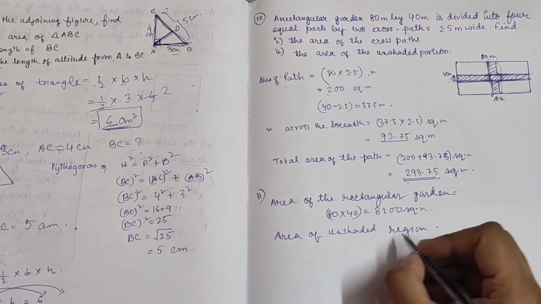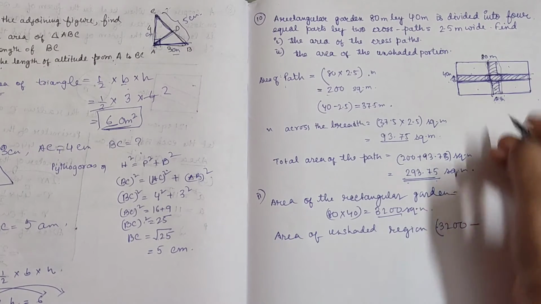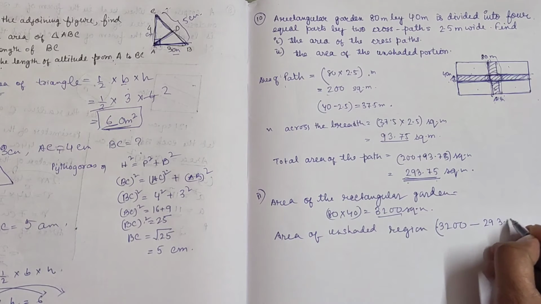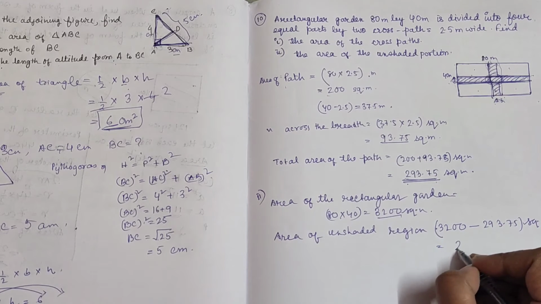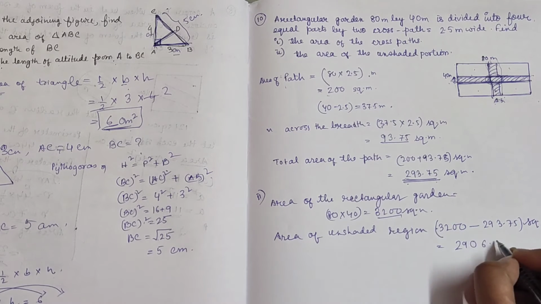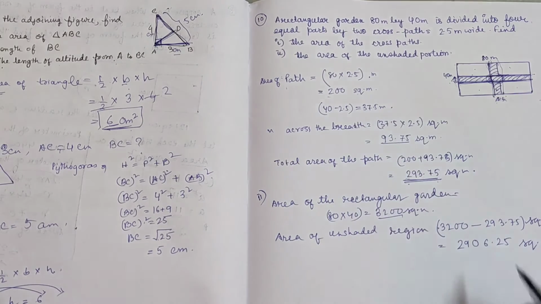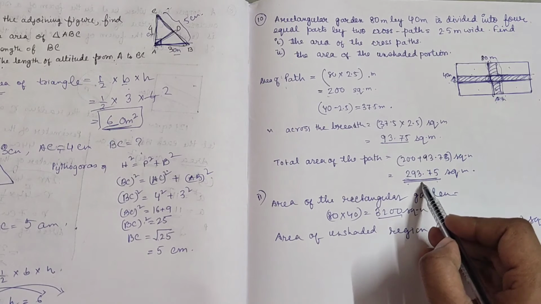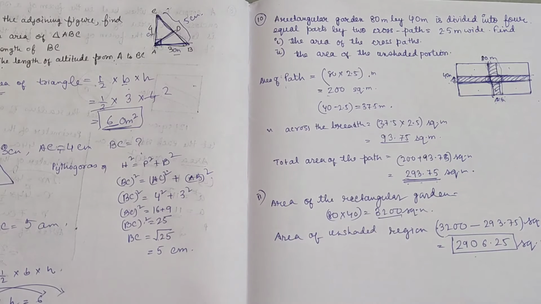What should we do to get the area of the unshaded region? Total is 3200 minus area of the shaded region we have got, 293.75 square meter. So if I do subtraction, it will be 2906.25 square meter. So the area of the unshaded portion is 2906.25. Number 1 answer is 293.75. Number 2 is 2906.25. So number 10 we have completed.